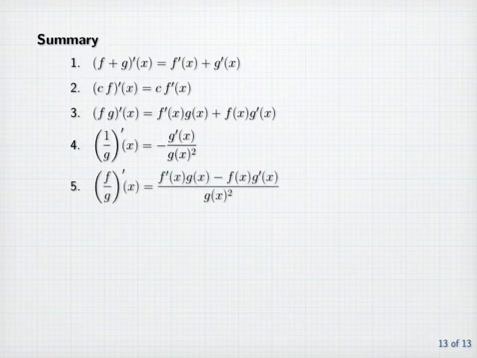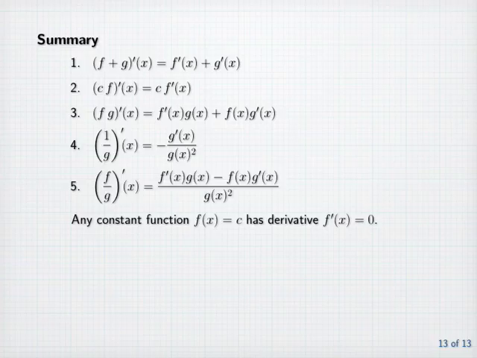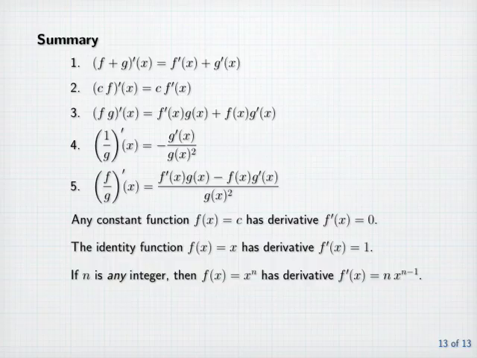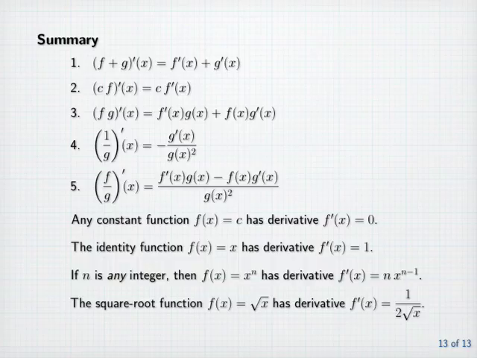The quotient rule. The derivative of f divided by g is f prime times g minus f times g prime divided by g squared. The derivative of the numerator times the denominator minus the numerator times the derivative of the denominator, all over the denominator squared. Also, any constant function, f of x equals c, has derivative 0. The identity function f of x equals x has the derivative f prime of x equals 1. If n is any integer, then f of x equals x to the n has derivative f prime of x equals n times x to the n minus 1. This is our power rule. And finally, the square root function, f of x equals the square root of x, has derivative f prime of x equals 1 over 2 times the square root of x.